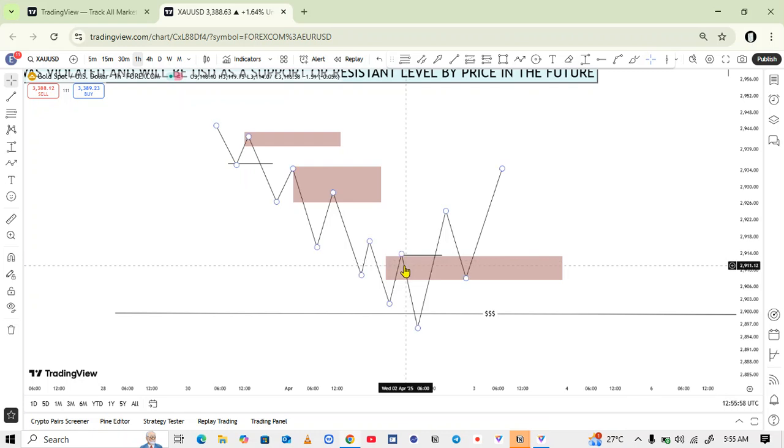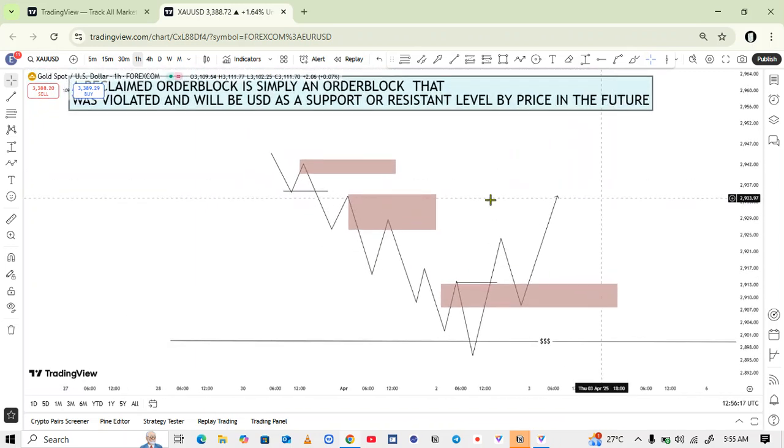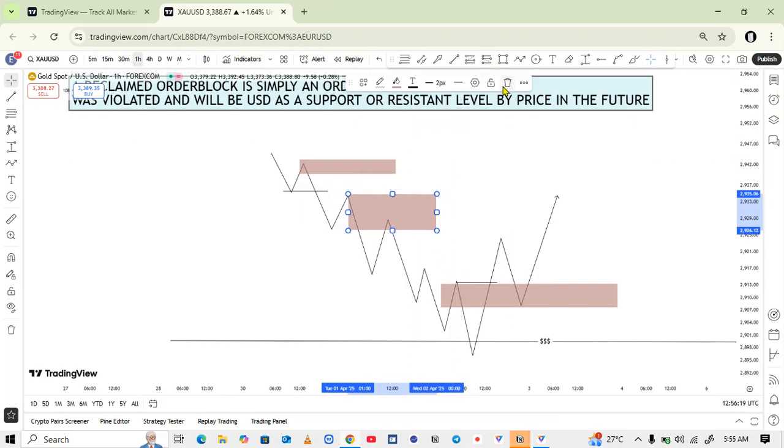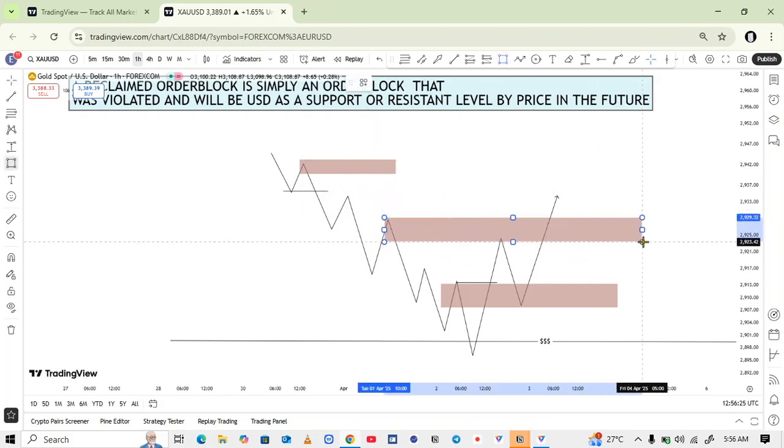So remember, I said that a reclaimed order block is an order block that was violated. So this order block here was violated. It is no longer an order block; rather, it is a reclaimed order block. Price is going to come back and tap into that order block one more time before going back to the opposite direction. And this is another scenario. This is an order block that was supposed to hold price here. Another scenario is this order block.